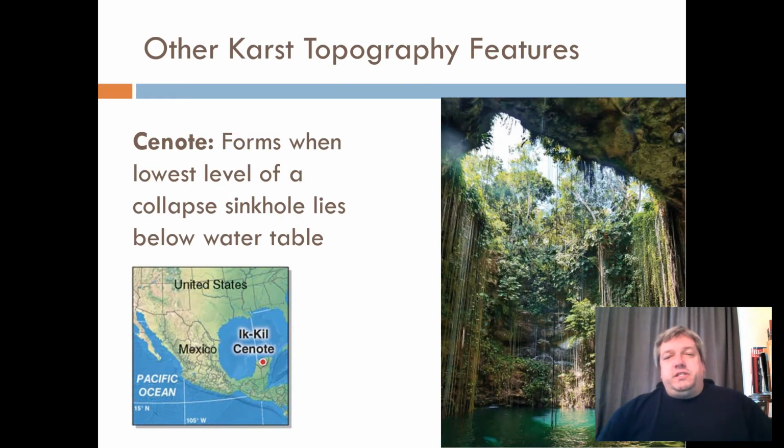Now, a cenote is another type of karst topography feature. This is famous in the Yucatan Peninsula. And the cenote is just really a collapsed sinkhole, but the bottom of it is so deep that it's below the water table, so it just fills with water. So in the Yucatan, near Cozumel and Cancun, the only surface water, there are no rivers, are these basically filled-in cenotes.